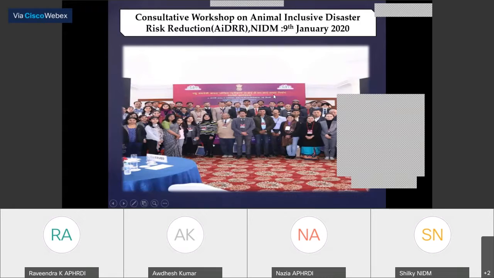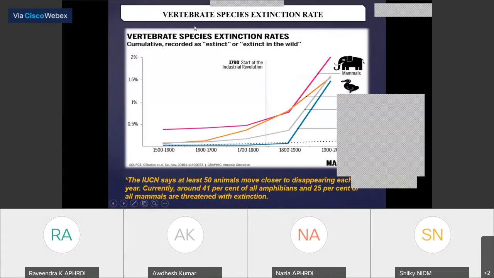It was the Animal Inclusive Disaster Risk Reduction, AIDRR, and you can see this picture. I also got the opportunity to go there, and Ashish Panda sir did a very good job organizing this AIDRR. It was probably the first ever effort in the country to consider this Sendai Framework Article 30P and the vertebrate species extinction rate. We can see why this is needed, and why we are talking about animal inclusive disaster risk reduction. You can see this graph.